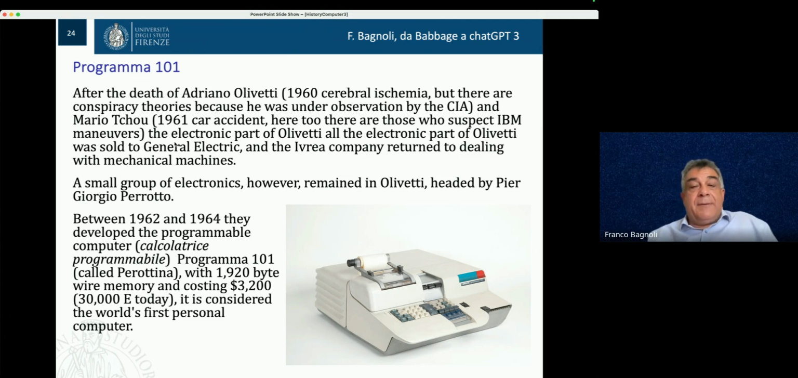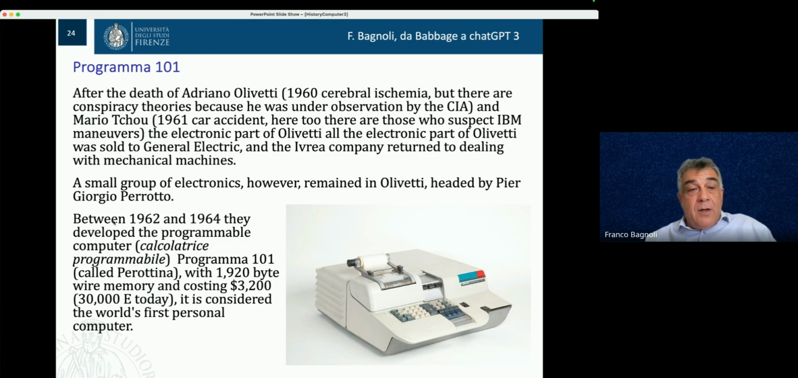And so at a certain point in Olivetti, clearly Olivetti was born to produce typing machines. So there were a lot of people who were experts in mechanics, but very little in electronics. So after the death of Olivetti and Mario Chu, a lot of people started thinking that it could be better to close all the electronic departments and come back to what we know how to do well, so typing machines. So at a certain point, they sold everything to General Electric.